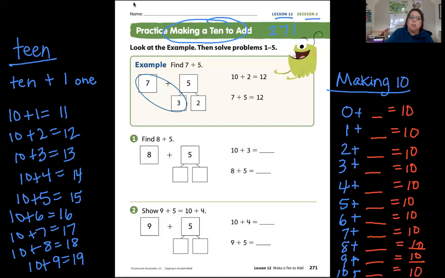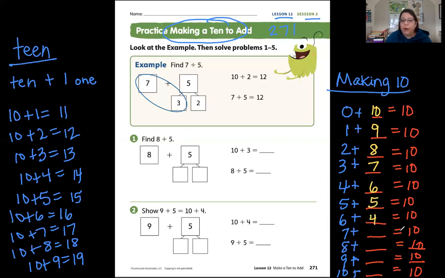All right. So looking for patterns in numbers, there are patterns all around us. Okay, so here we go. 0 plus 10 equals 10. Say that with me. 0 plus 10 equals 10. 1 plus 9 equals 10. 2 plus 8 equals 10. 3 plus 7 equals 10. 4 plus 6 equals 10. 5 plus 5 equals 10.